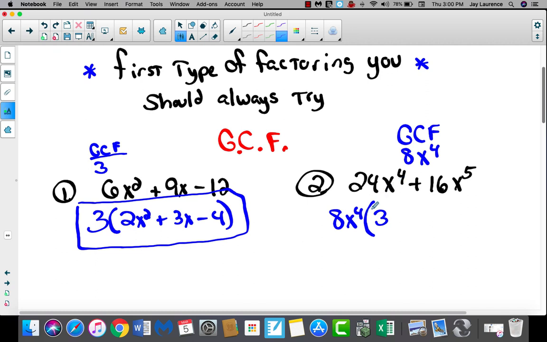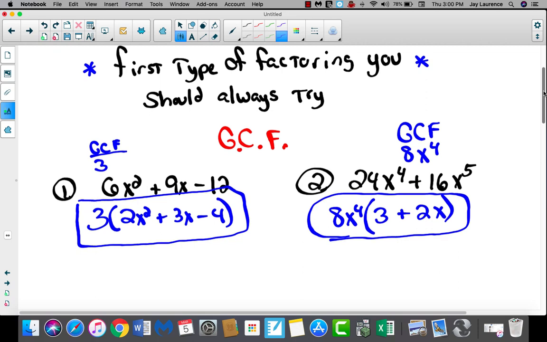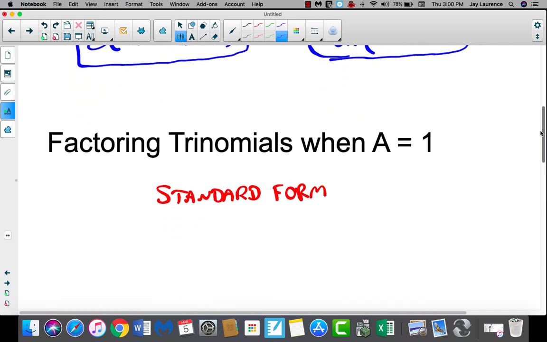And x to the 4th divided by x to the 4th cancels. So I just get a 3 there. All right. 16 divided by 8 is 2. x to the 5th divided by x to the 4th is plain old x. And there you go. This cannot be factored anymore. And it has been factored by the GCF.